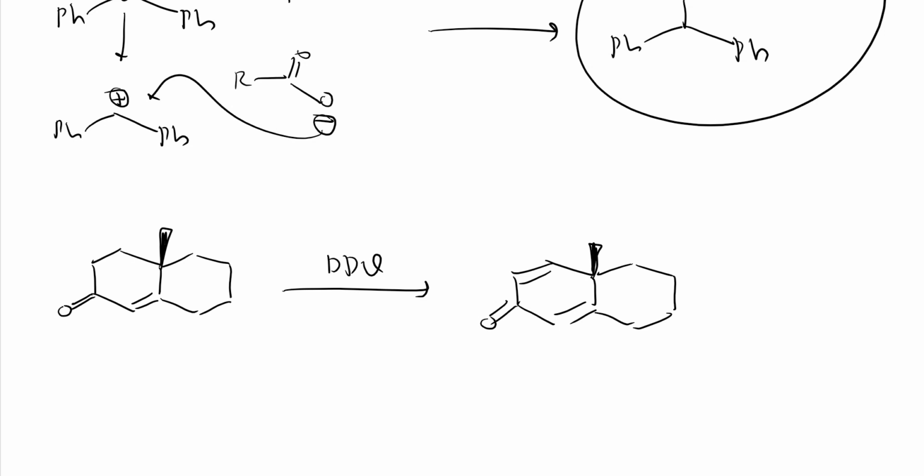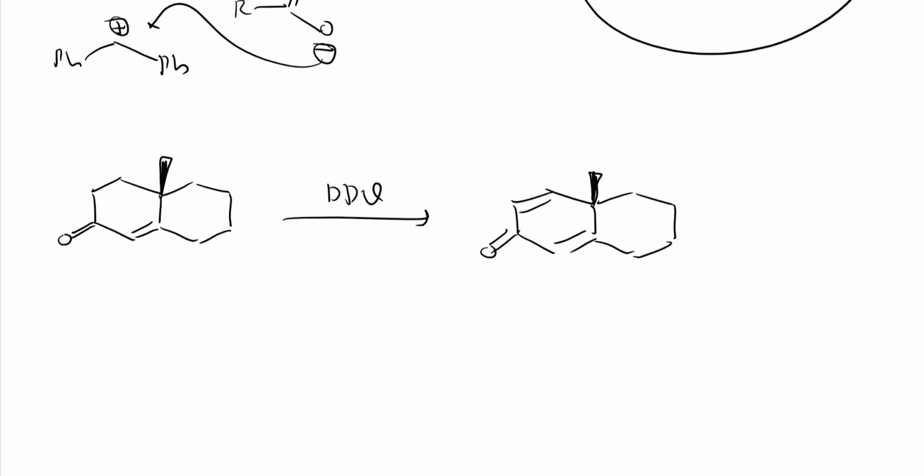How did it happen? See here. First, this proton is always acidic, no doubt. It is acidic, so it won't go as H plus initially. First, only the hydride will go. So this DDQ will take this hydride, and the DDQ oxygen gets a negative charge.